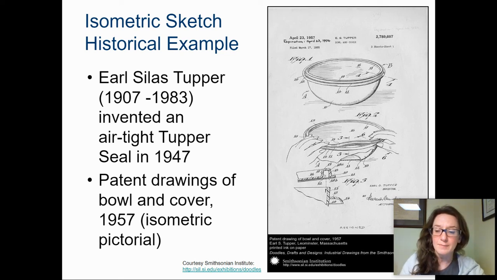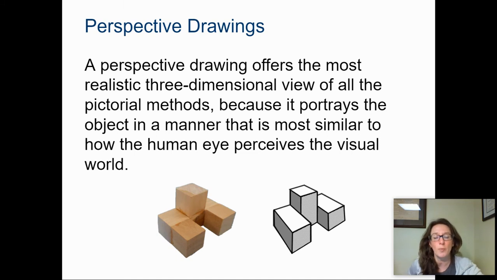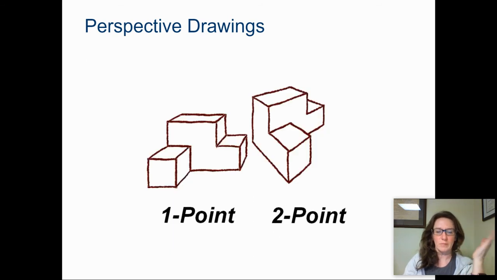Anyway, so perspective drawings are a little bit different. So perspective drawings are supposed to be more realistic because these portray the pictures in a way that humans would see it. I'm so used to looking at isometrics that perspective drawings look weird to me now. They look distorted and odd. Whatever. There's two different kinds of perspective drawings. There's 1-point perspective and 2-point.